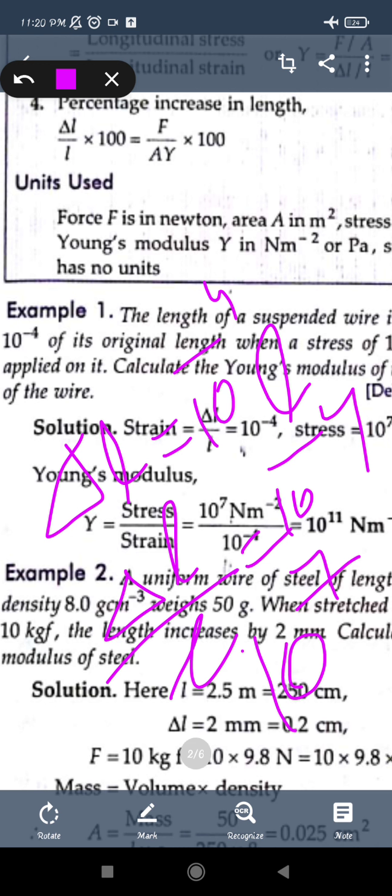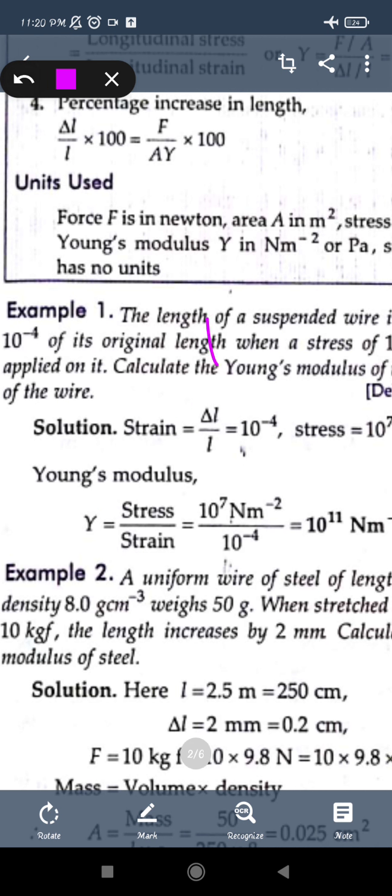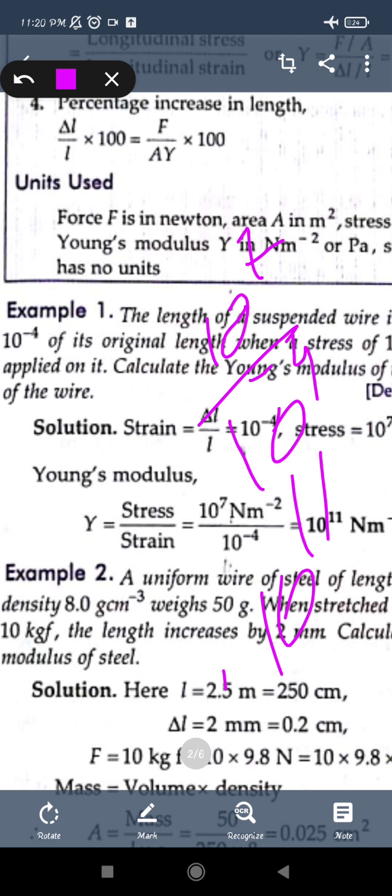So calculate the Young's modulus. We already know that the stress per unit longitudinal strain is the Young's modulus. Here we already got that del L upon L is 10 to the power minus 4 and the stress is 10 to the power 7. So 10 to the power 7 divided by 10 to the power minus 4 together become 10 to the power 11 Newton per meter square. Okay.